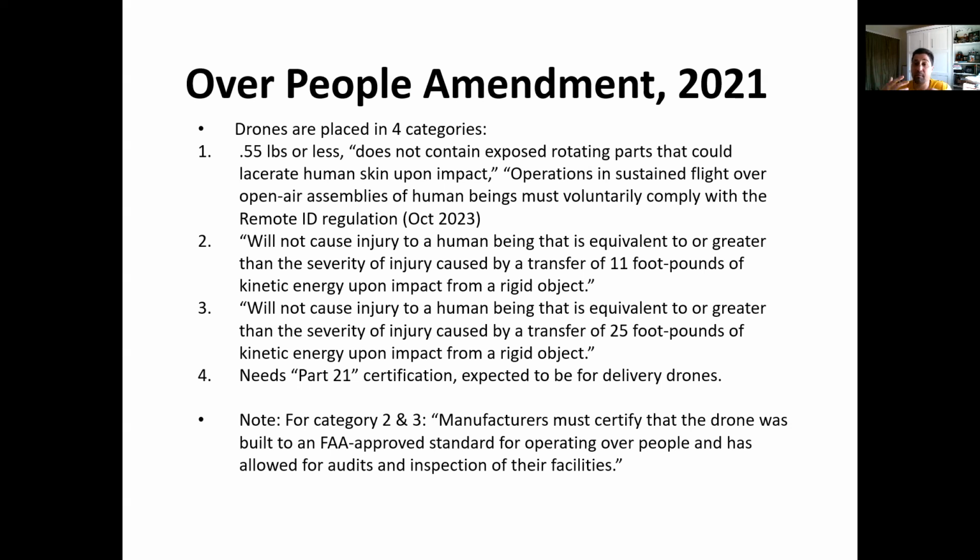This stuff is still very new, and a lot of it is being worked out. I would basically leave it up to this in terms of judgment. If you have a drone that's 250 grams or 0.55 pounds or bigger, you're really not supposed to be flying over people. Okay, that's my interpretation. And the last one is about Part 21, which is a delivery drones consideration. So that's like Amazon's problem to worry about. Okay.